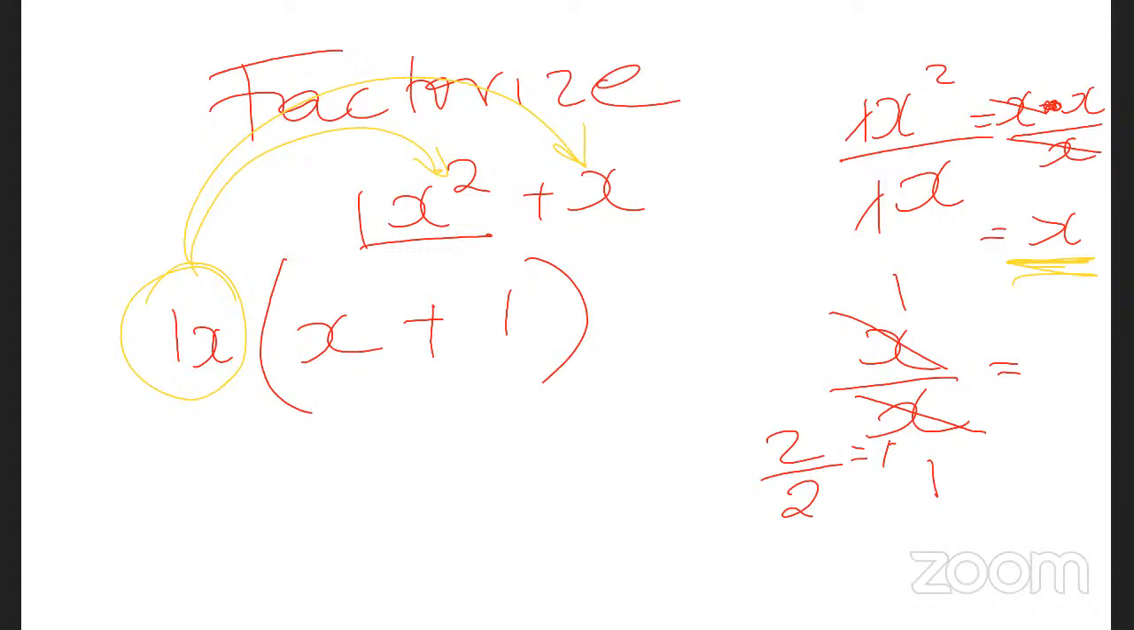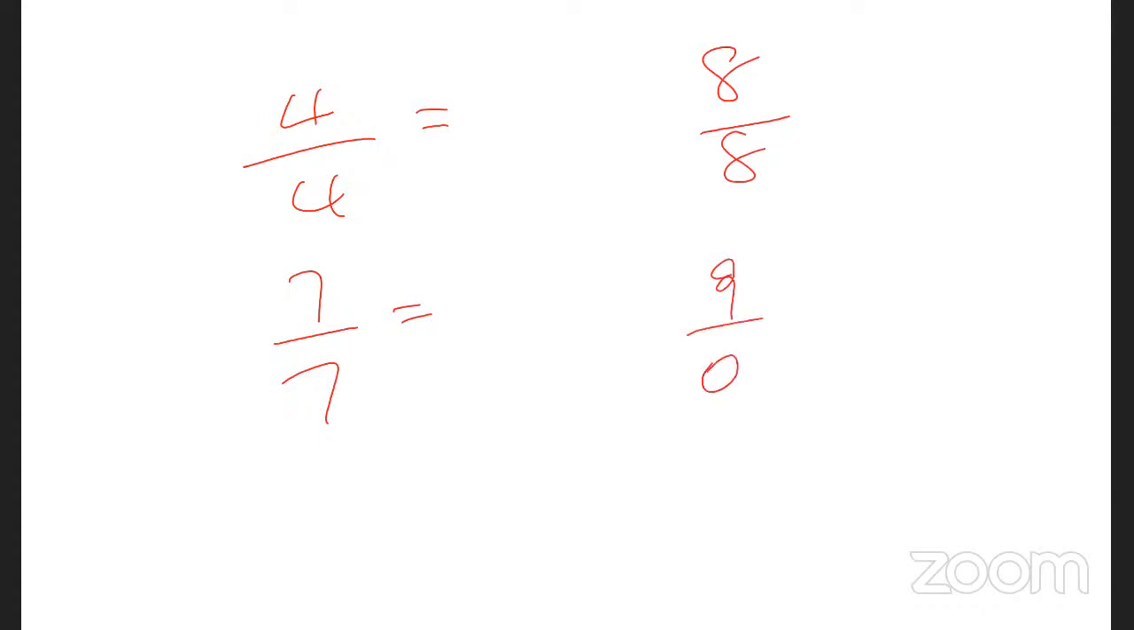4 divided by 4 is? 1. 7 divided by 7 is 1. So x divided by x is? Just 1. Like this. Right, Sashin. Let's go, Sashin. 4 divided by 4. 7 divided by 7. 8 divided by 8. 9 divided by 9. x divided by x. And y divided by y.